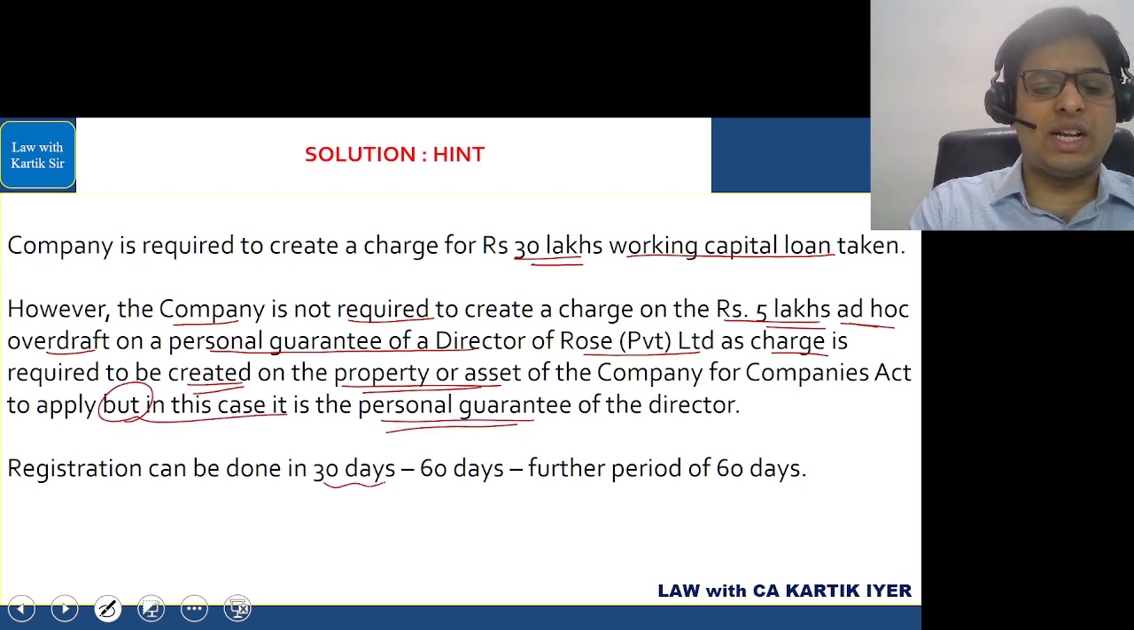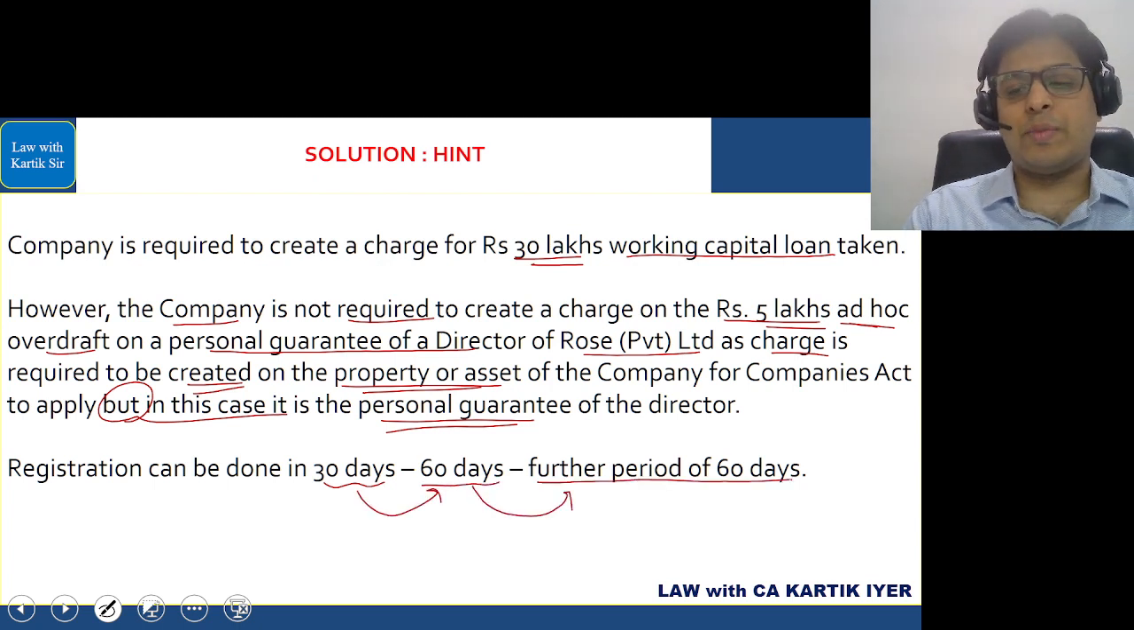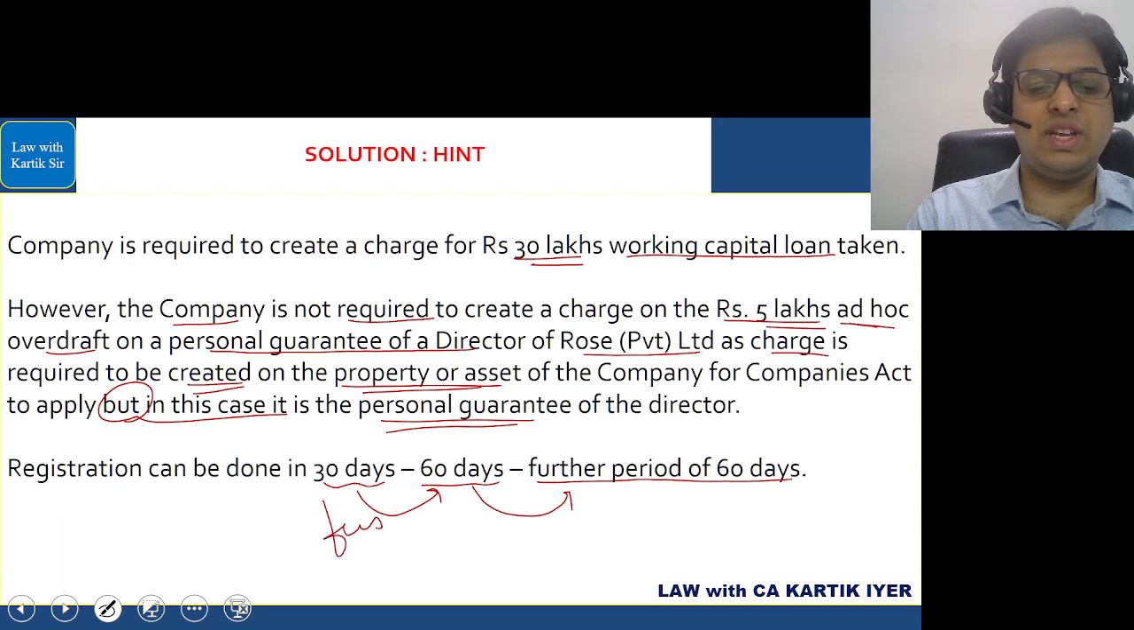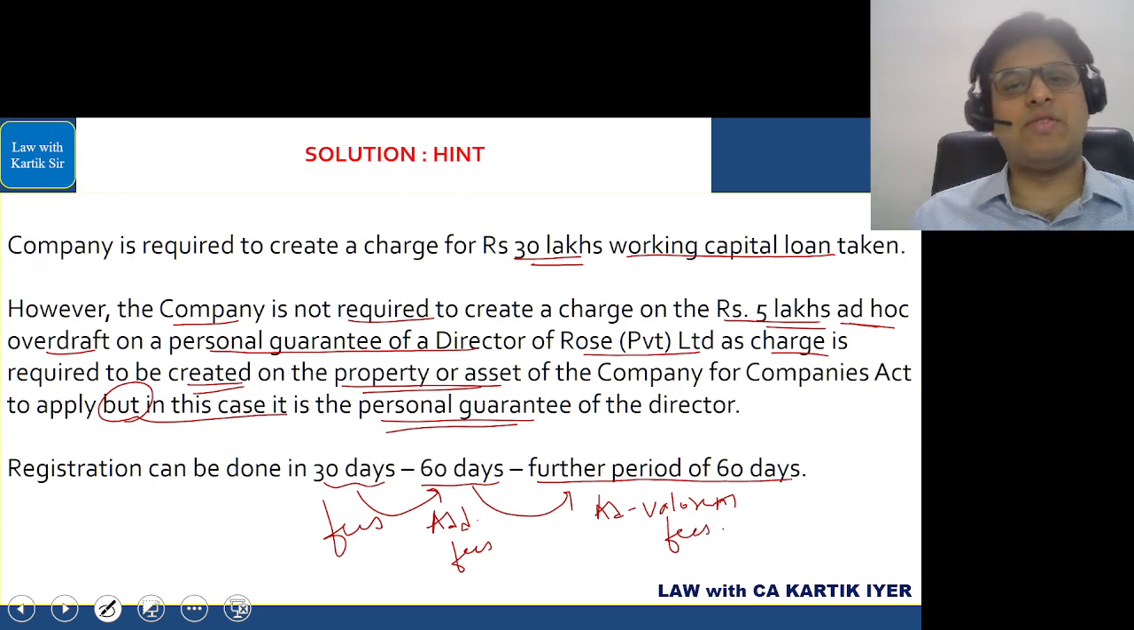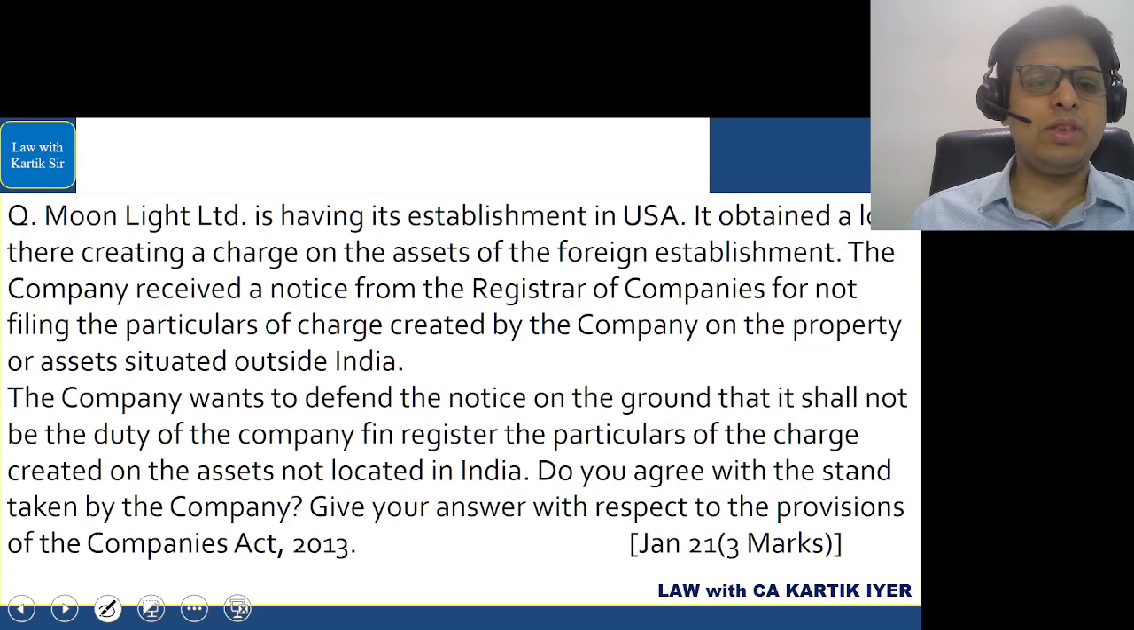Registration can be done in 30 days. If not done in 30 days, then 60 days. If not done in 60 days, then you know very well, further period of 60 days. With 30 days, you will write your fees. Here you will write your additional fees. And here you will, of course, write your ad valorem fees. Ad valorem fees. Comfortable? Okay, let's go further.